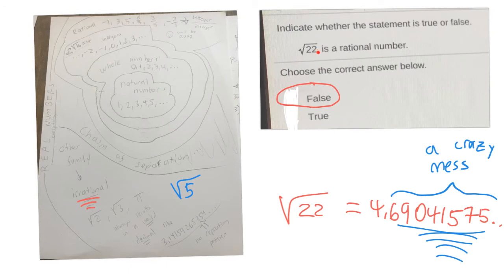Is 22 a perfect square? Is there a square root of 22 that would give me a nice clean number? Well, if there is, then it would be an integer, okay? But if there's not, then it will be irrational, and that is exactly what happened here. With the square root of 22, we ended up with a decimal that turned out to be a big crazy mess. So big crazy mess means it's irrational.